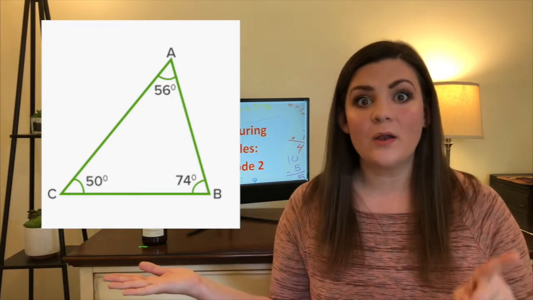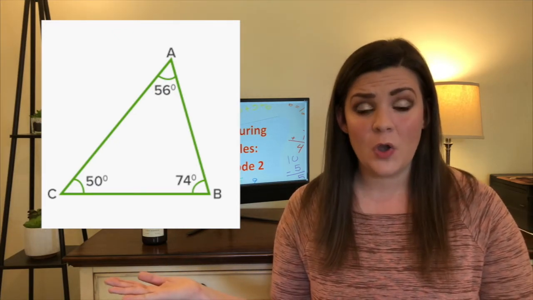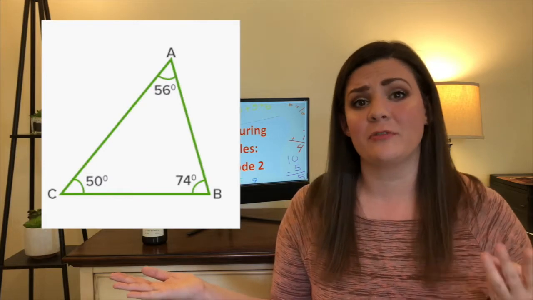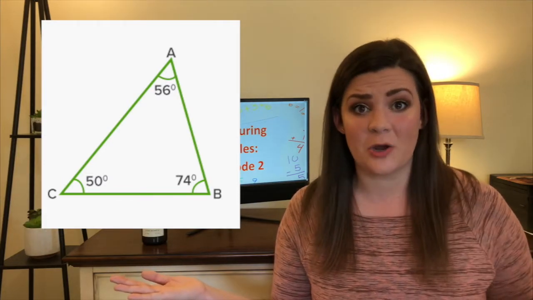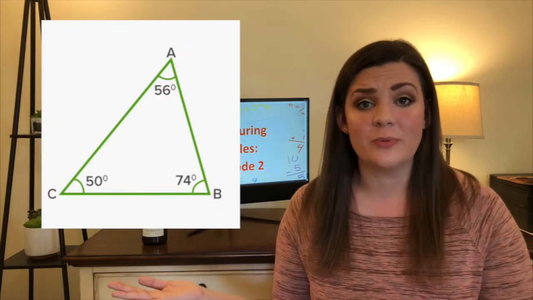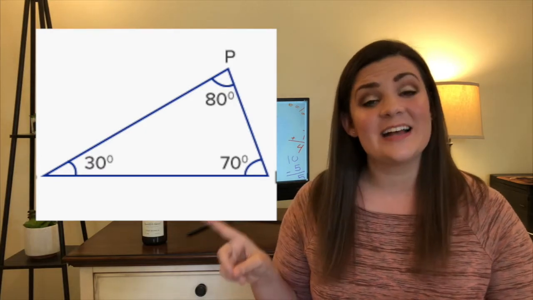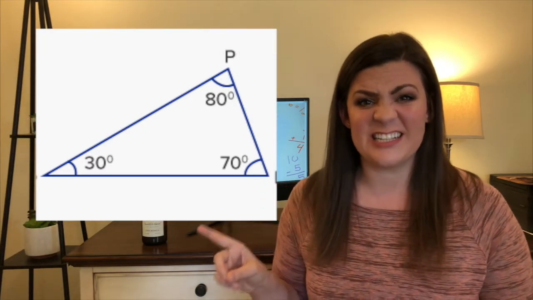Awesome. But what I want you to notice is the measurement of these three angles. We know that an acute triangle is made up of three acute angles, but you need to know what that means. That means that each one of its angles has a measurement of less than 90 degrees. Look at this triangle. Notice that it has three angle measurements that are less than 90.